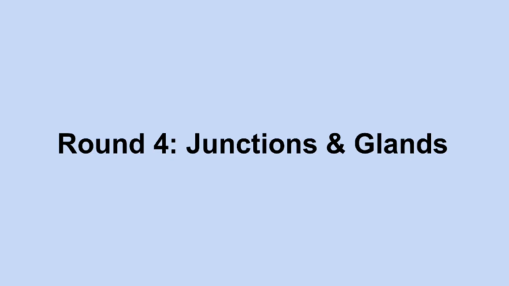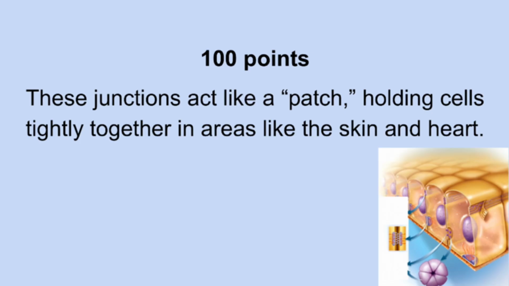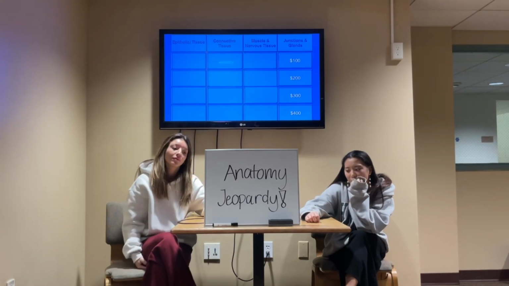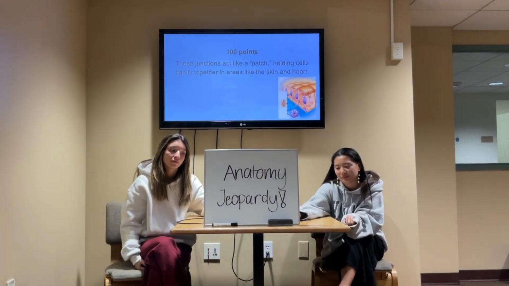Round 4, junctions and glands. For 100 points, these junctions act like a patch, holding cells tightly together in areas like the skin and heart. What are desmosomes? Correct. They prevent tissues from tearing apart under stress.